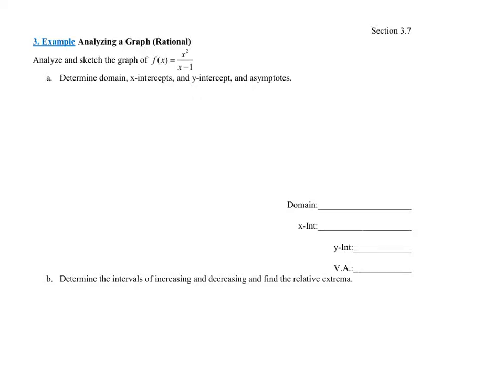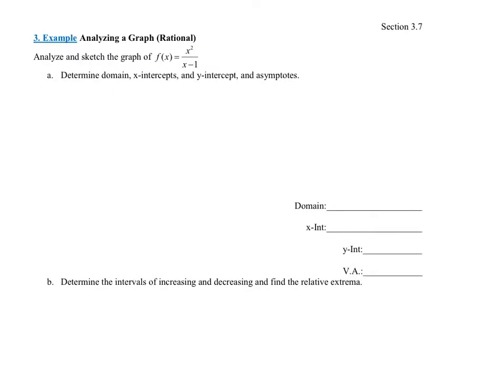Example 3, analyzing a graph. This time we're going to do it of a rational function, or a function that's a fraction. It says, analyze and sketch the graph of the function f of x equals x squared over x minus 1. The first part when we're doing this is we always analyze the original function.